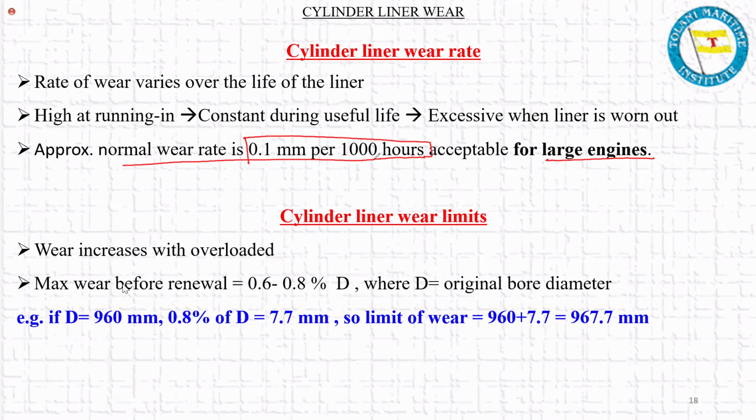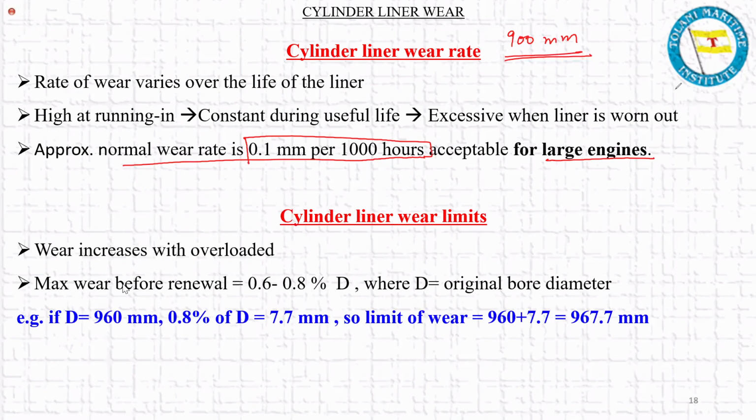So if after 1000 hours the liner diameter, which was 900 mm, 0.9 meter bore diameter, has become 900.1 mm after 1000 running hours.